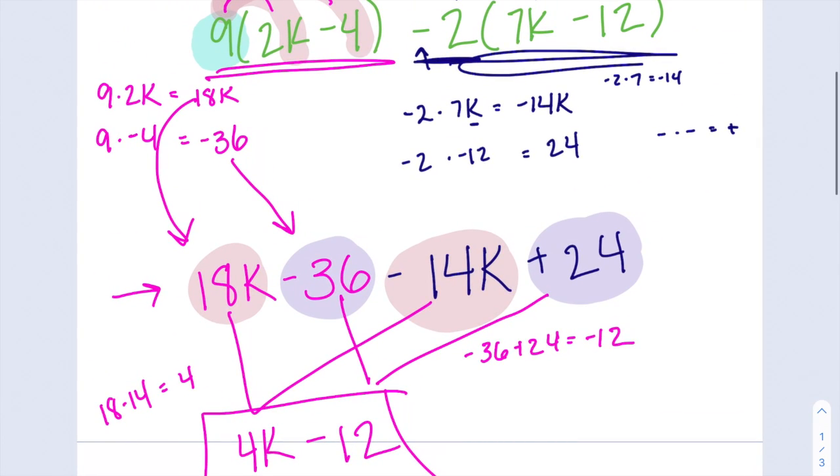I went from way up here to down here pretty quickly. I distributed and then I combined my like terms. And in this case, I had to distribute twice because I had 2 sets of parentheses with numbers outside of those parentheses.